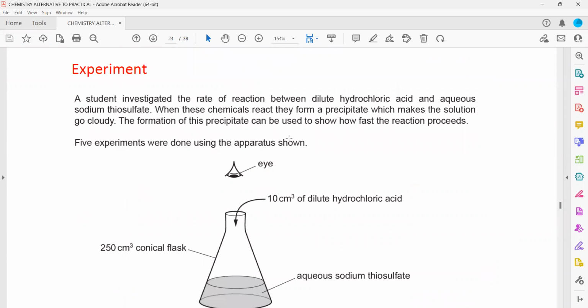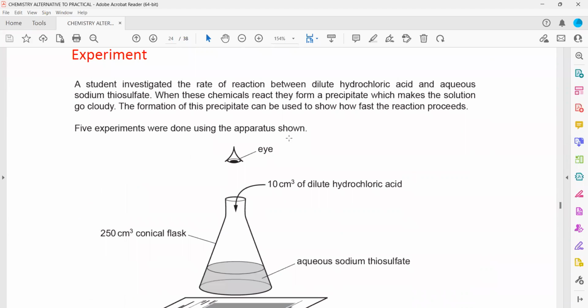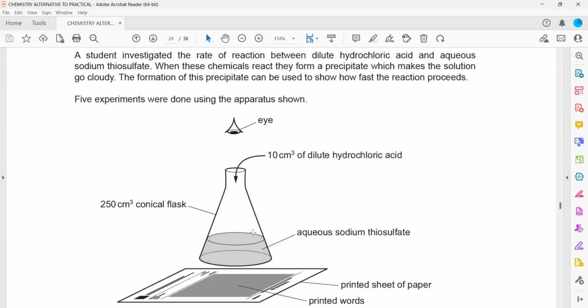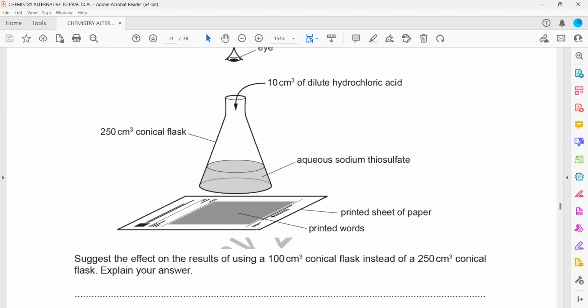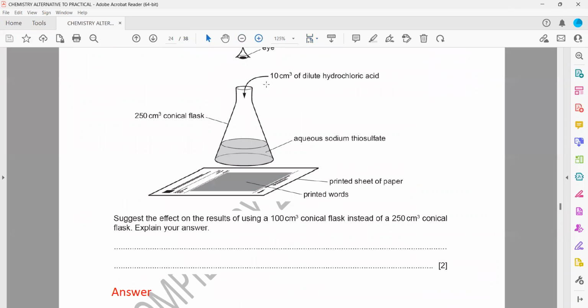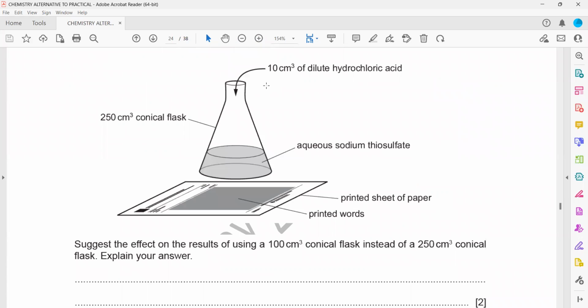Then, an experiment investigating the rate of reaction between hydrochloric acid and sodium thiosulfate. It will form a solid precipitate of sulfur, and we are measuring the time for the cross to disappear, or the text to disappear. Suggest the effect on the result of using a 100 cm³ flask.